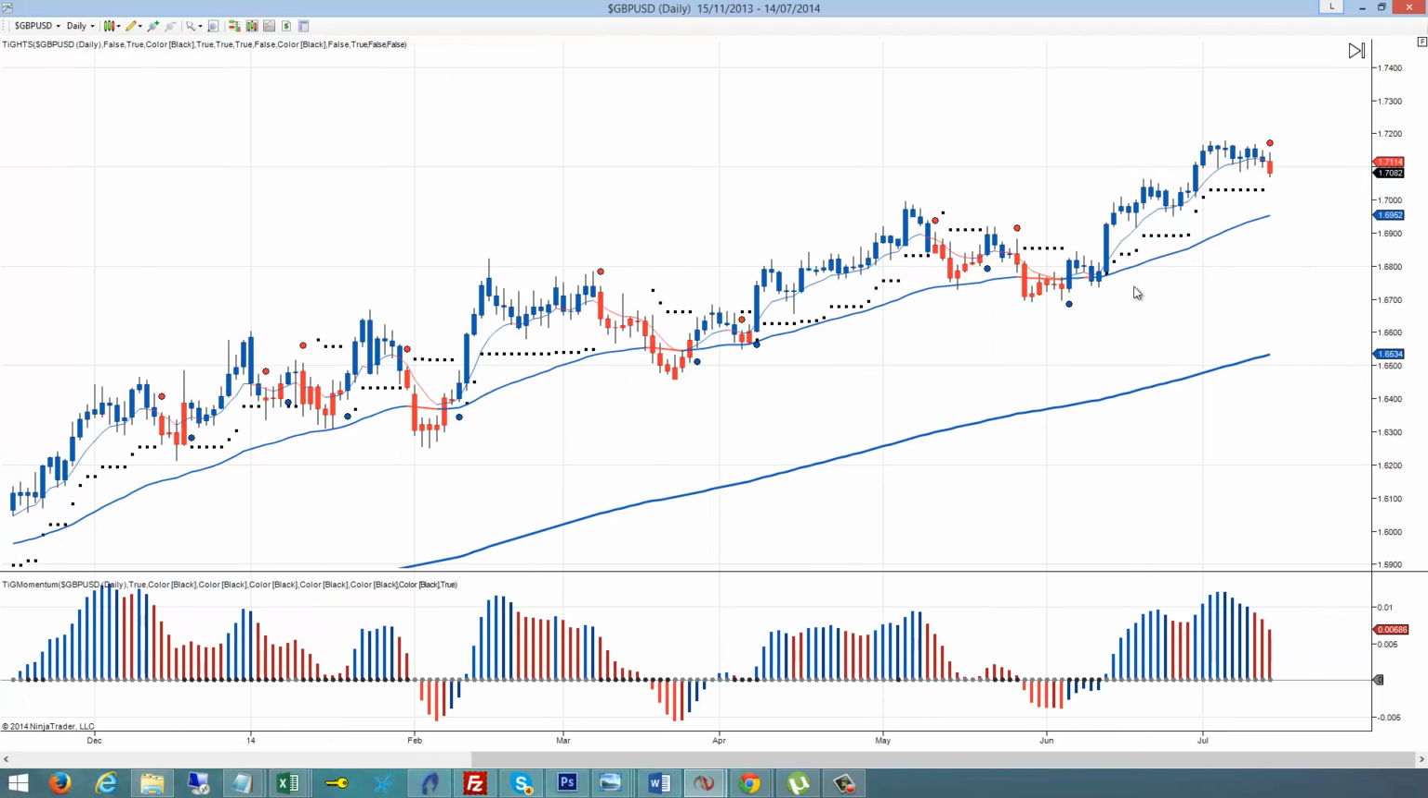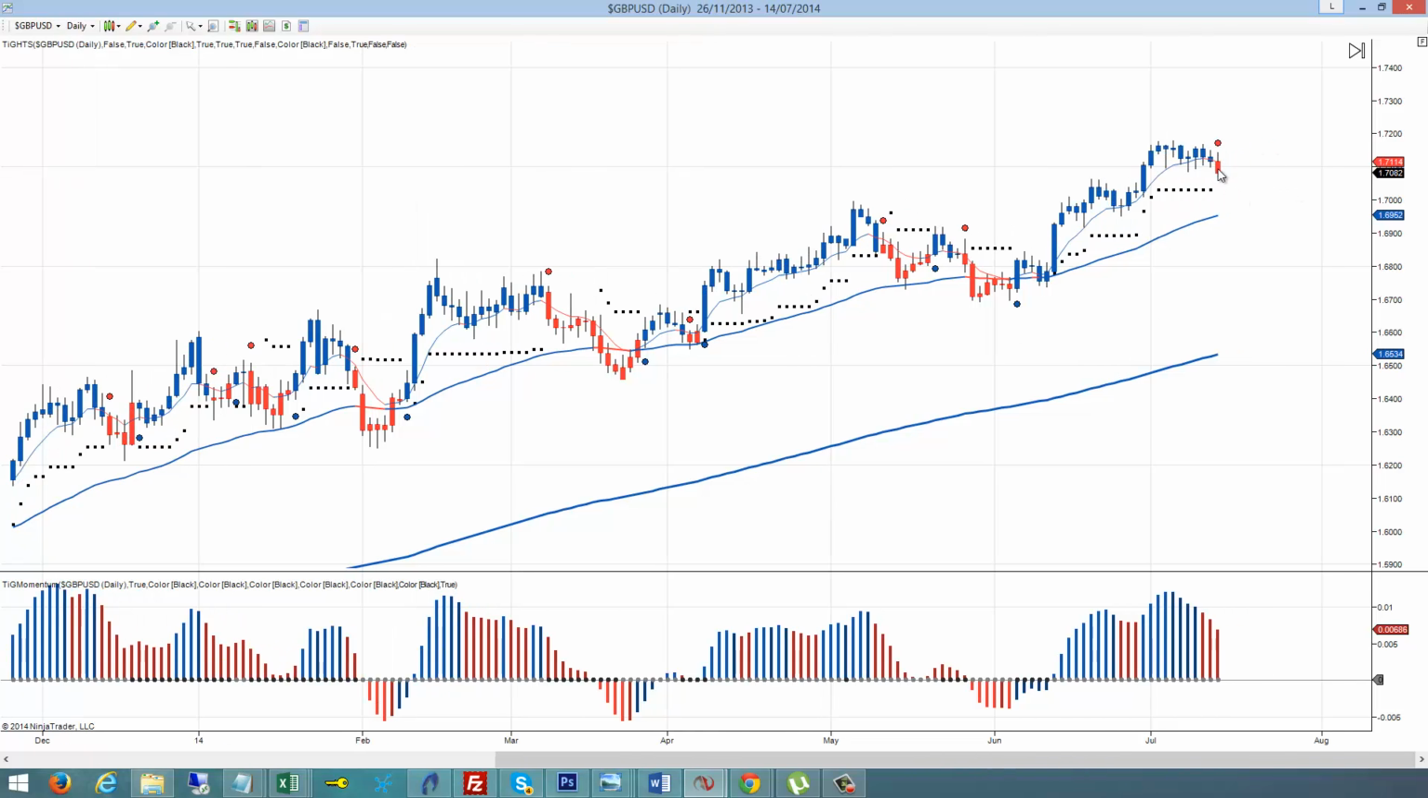Okay, the next thing we want to do is look for a signal. As we can see, we've just got a red signal here, which we're really not too bothered about. The squeeze indicator down the bottom is still telling us that we've got momentum to the upside, even though the bars have gone red. This is just a pullback, so nothing really to worry about there.